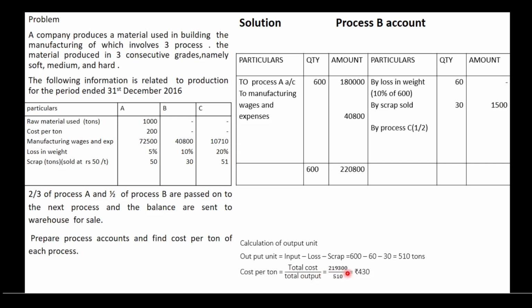That is, 2,19,300 divided by the total output tons, that is the 510 tons. So now the cost per ton is equal to rupees 430.